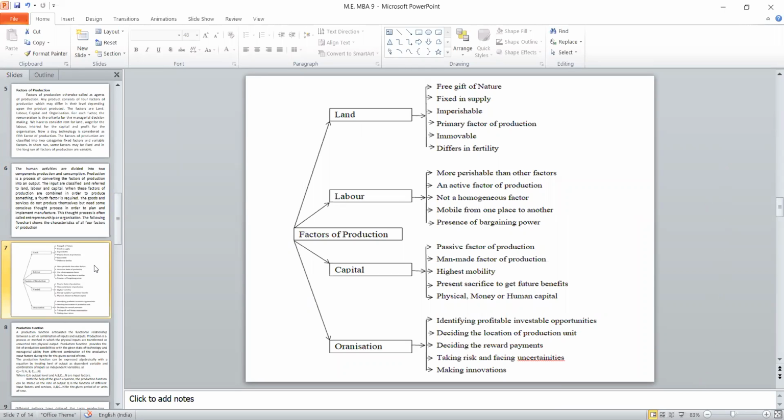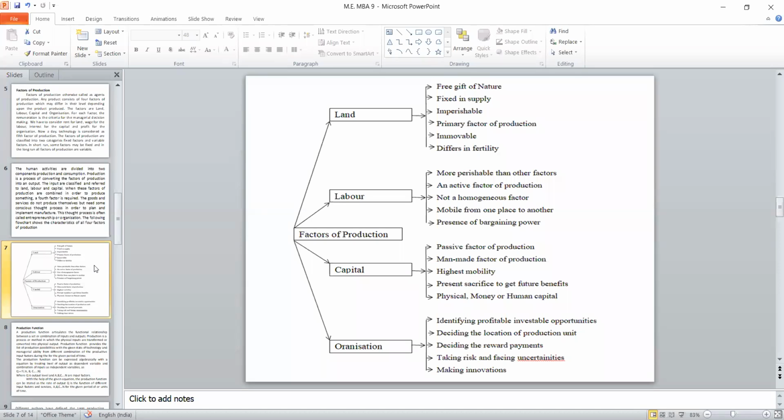There are certain features or special qualities for each factor of production. If you take land, the land is a free gift of nature, and it will not change in size. Why? Because it is already available. There is a maximum limit, that is, it's a fixed supply. Understand one thing, it is imperishable. It is not perishable. It is a long lasting one. The quality of land may differ, but it never perishes.